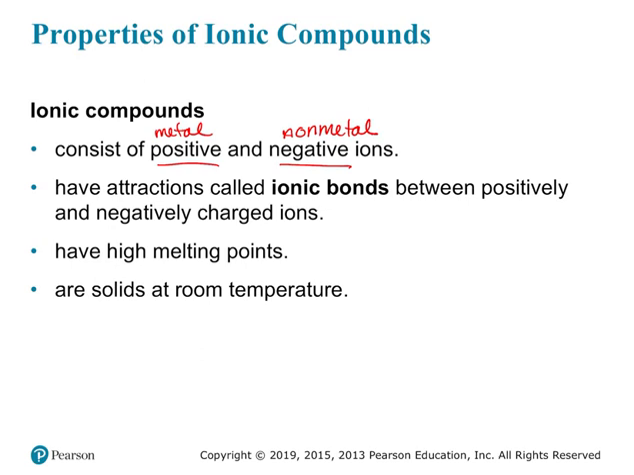Additionally, ionic compounds have really high melting points. For instance, if you try to melt table salt, it takes a lot of energy, a lot of heat. Also, ionic compounds are solids at room temperature. If we think about table salt, we know that's a solid at room temperature, and that's pretty true across the board for ionic compounds. So really, ionic compounds have really strong bonds that are hard to break.